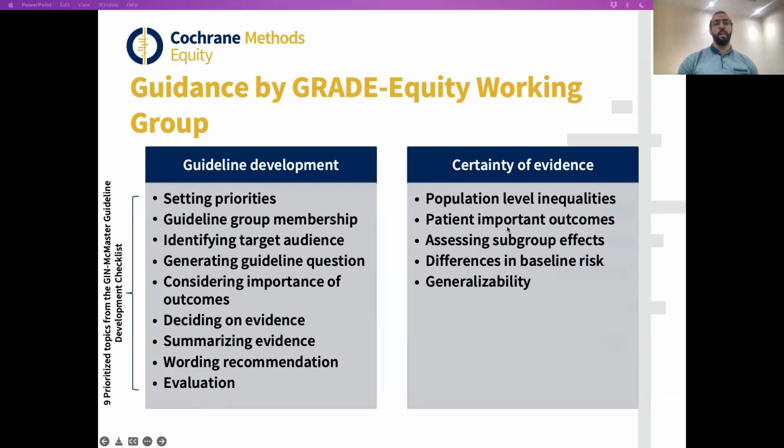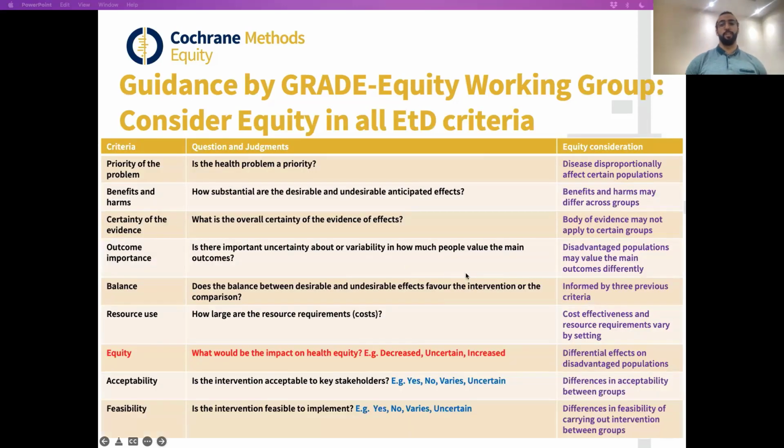They also recommended 5 approaches for guideline developers to assess equity when evaluating the certainty of evidence. That could be through assessing population level inequalities, considering patient-important outcomes that are relevant to health equity, assessing subgroup effects, looking at differences in baseline risk or prevalence, and assessing whether the evidence would be generalizable to disadvantaged populations. In fact, the working group also proposed that it might be useful to not just consider equity in that single criterion, the potential impacts on health equity, but in all of them.